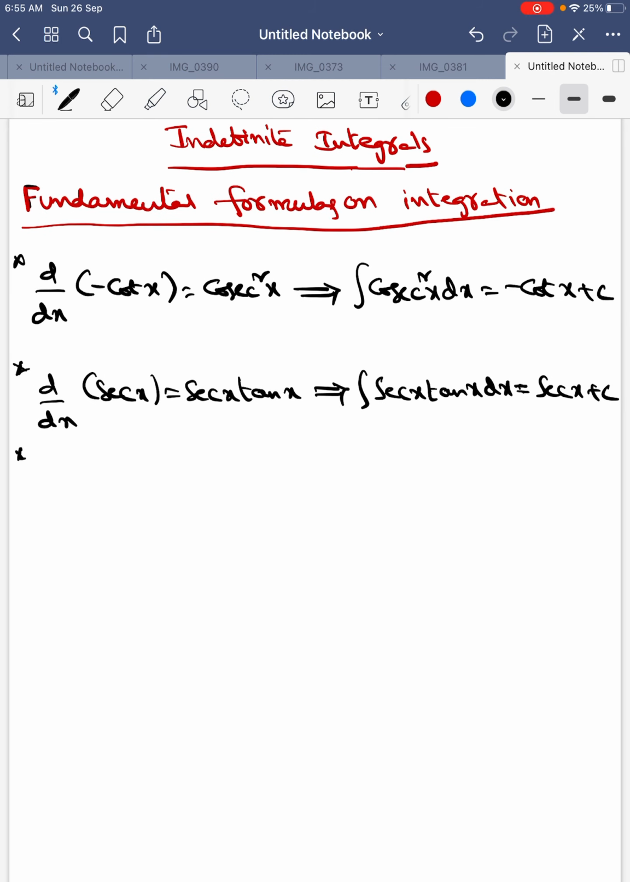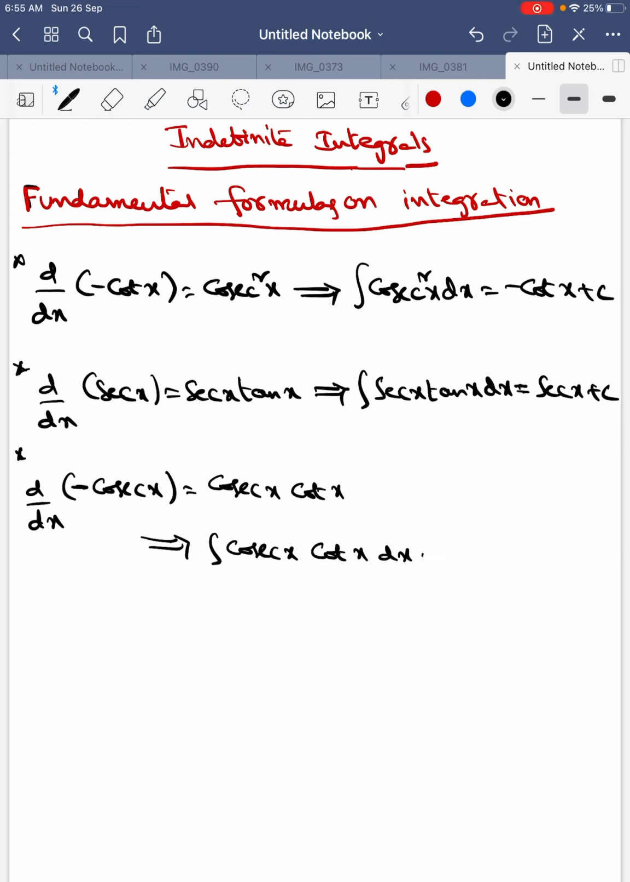Next form. D by dx of minus cosecant x is equal to cosecant x cot x. That implies the integral of cosecant x cot x dx is equal to minus cosecant x plus c.